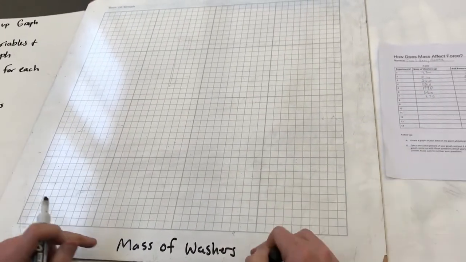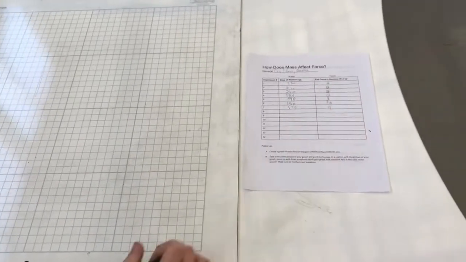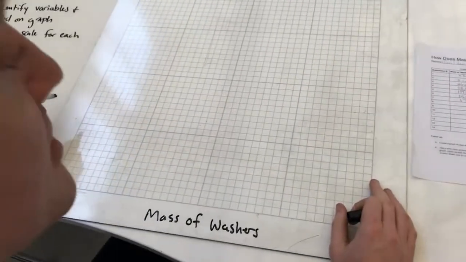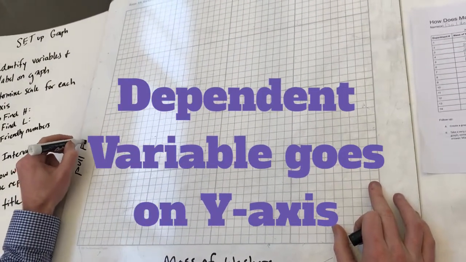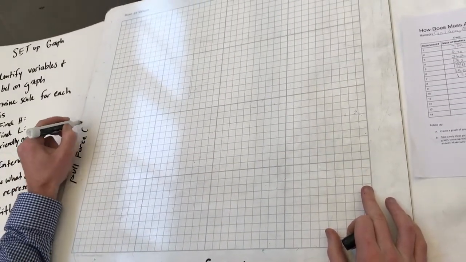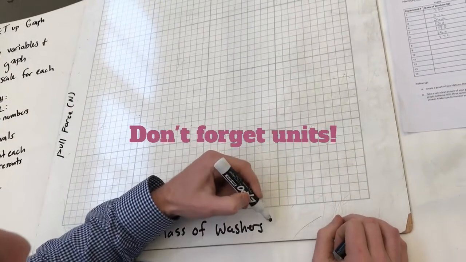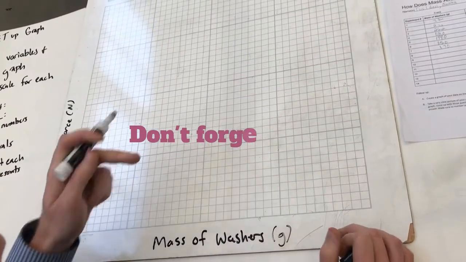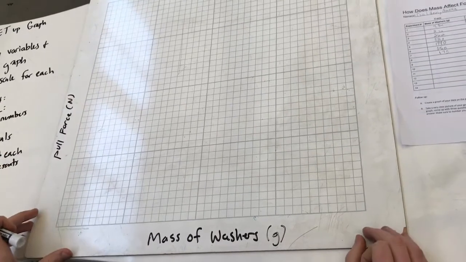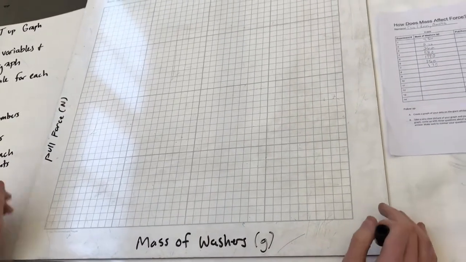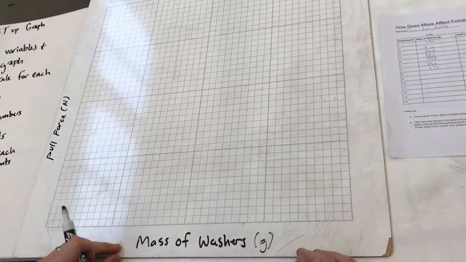Since mass of washers is my independent variable, my dependent variable is the thing I was measuring, which in this experiment was the pull force. You always want to make sure you include the unit, and that was in newtons. And the mass of washers over here was in grams. So it was important to include the units and the labels on both sides. Okay, so now that we've identified our variables and labeled them on the graph, that's our first step.